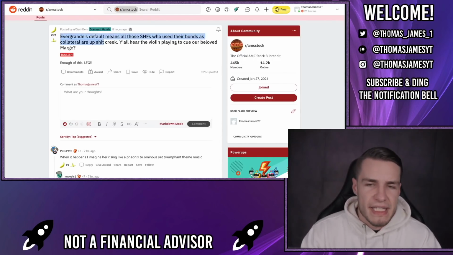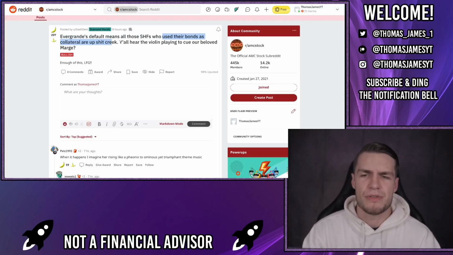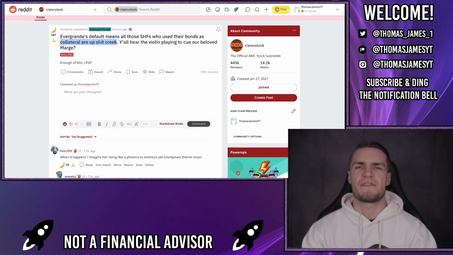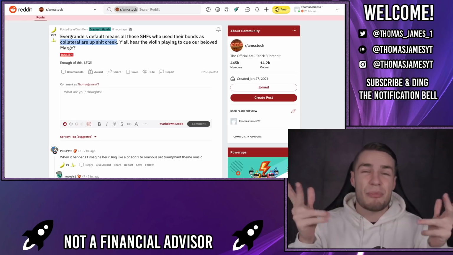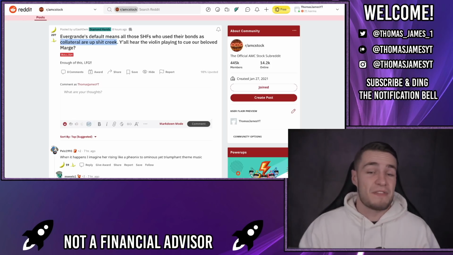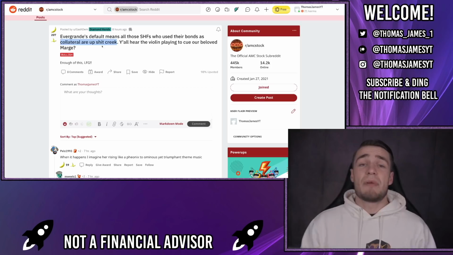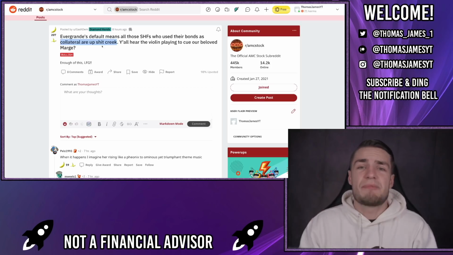Now, Evergrande's default means that all of those short hedge funds who use their bonds as collateral are basically screwed. That basically means that all of the collateral that they posted to meet those margin calls over the last few weeks has basically just evaporated, and they now don't have that collateral anymore. I'll speak in my video tomorrow about who holds these bonds and who has been using these bonds to meet margin calls and to post collateral.